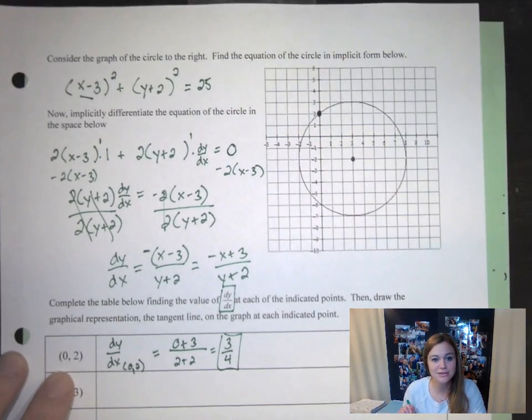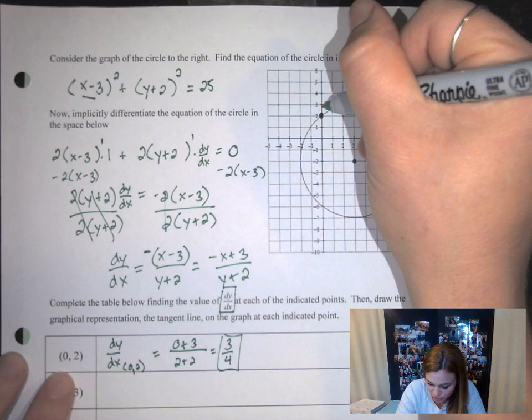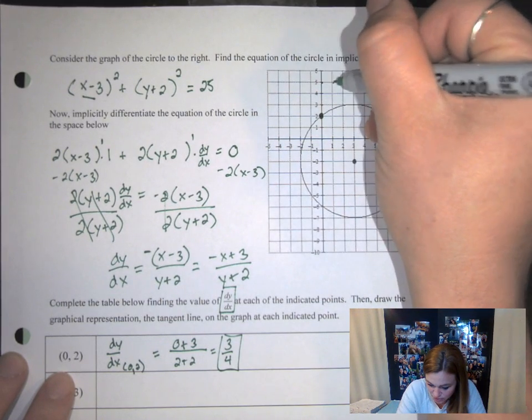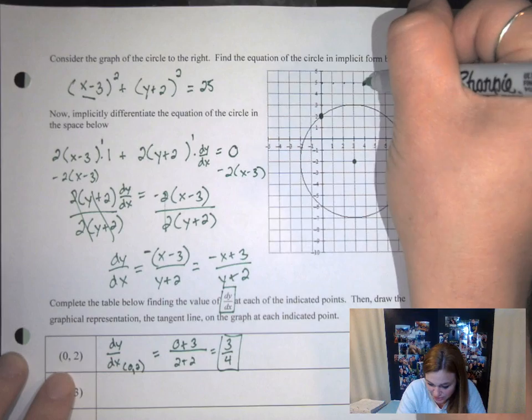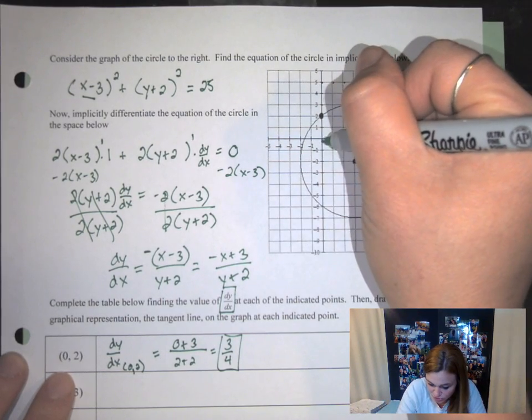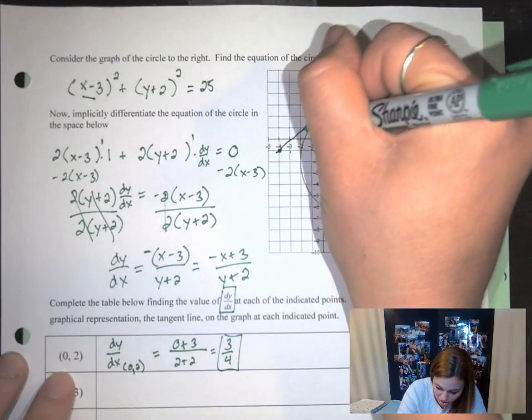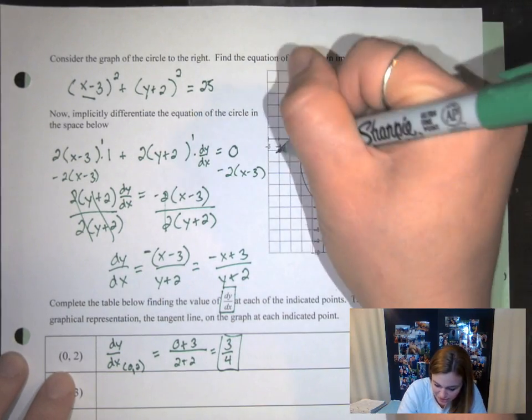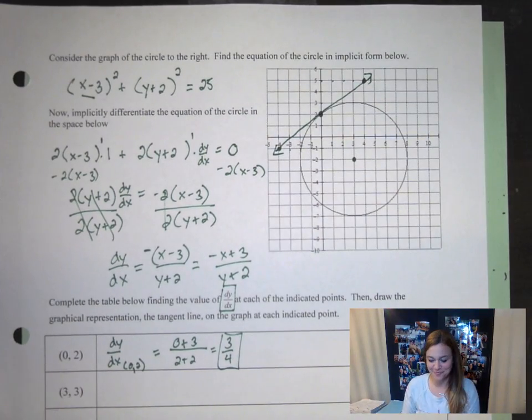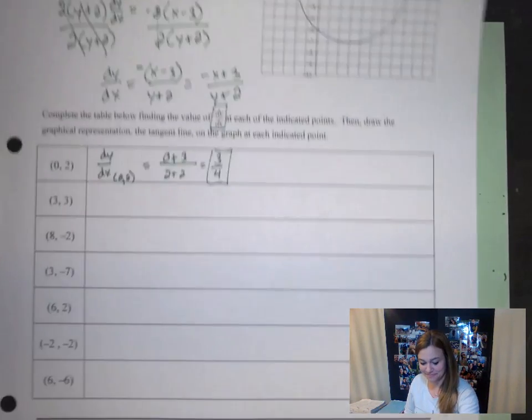Hey, there it is. I can see that I'm going to have a slope of 3/4. 1, 2, 3, 1, 2, 3, 4, because I'm just doing rise over run. Or I could go down 1, 2, 3, 1, 2, 3, 4. What? That's amazing. We just created a tangent line. Let's do the other ones.